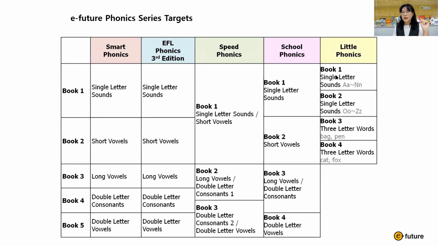Okay. Little Phonics, we have 4 books. But if you look, the level only goes up to book 2 level in other series. Okay. Because this is for kindergarten. Okay. So you can choose, right? Depending on your teaching environment or situation, you can choose the series that you like. Okay, we want to give more options. That's why we have all these different phonics series.